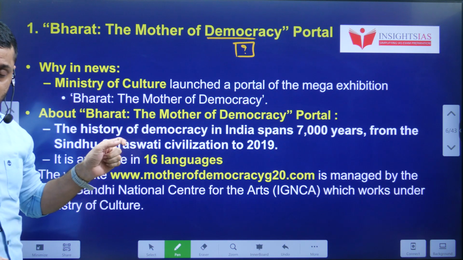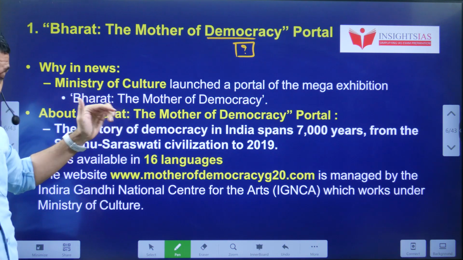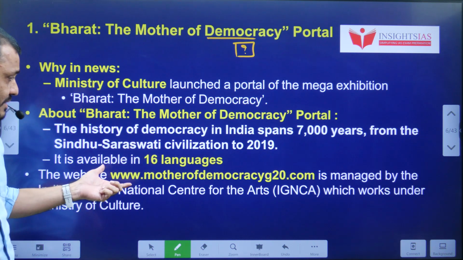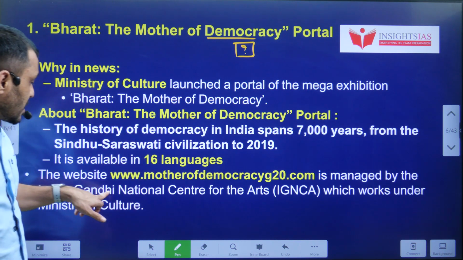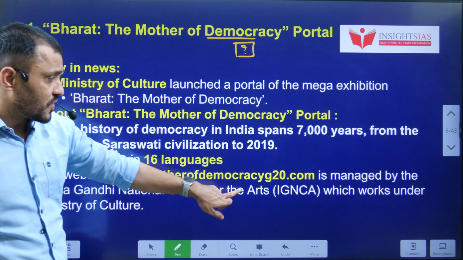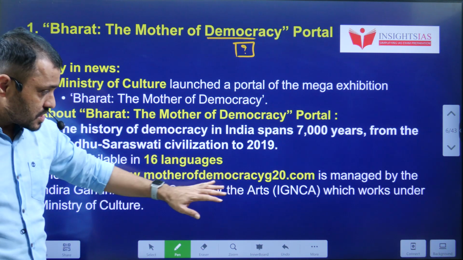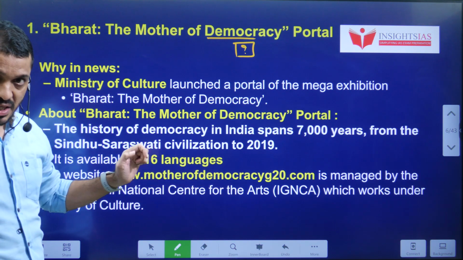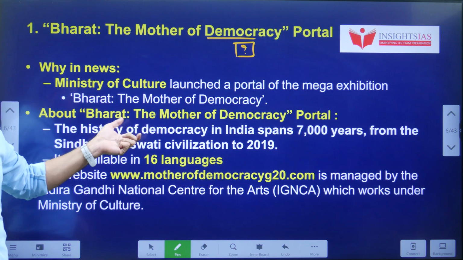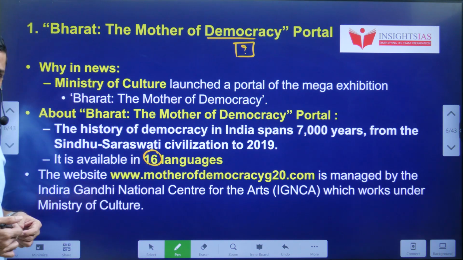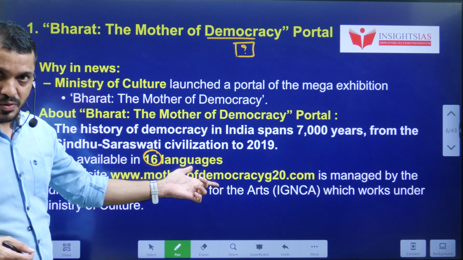This portal works under which ministry? Ministry of Culture. Who developed this portal? It was developed by the Indira Gandhi National Centre for the Arts, an organization that also works under the Ministry of Culture. In how many languages is this portal offered? It is offered in 16 languages, and the address of this portal is this one.